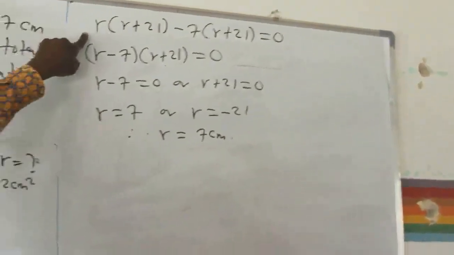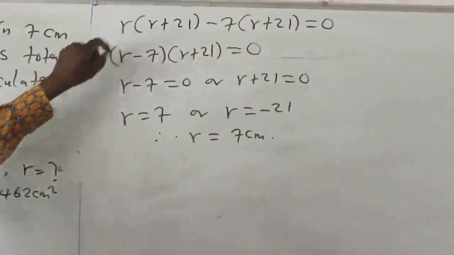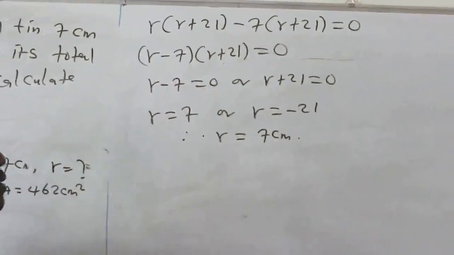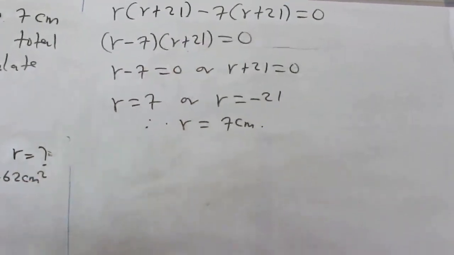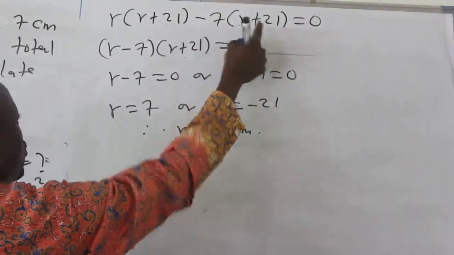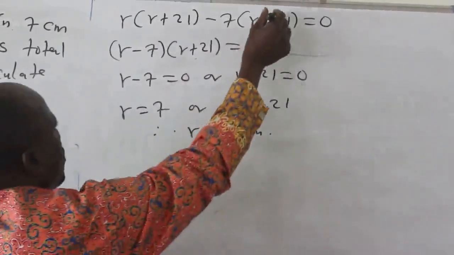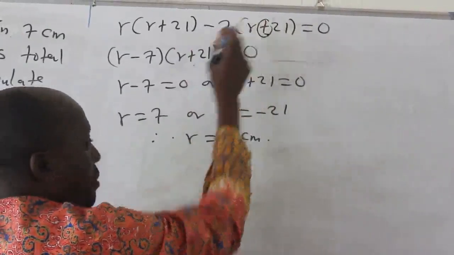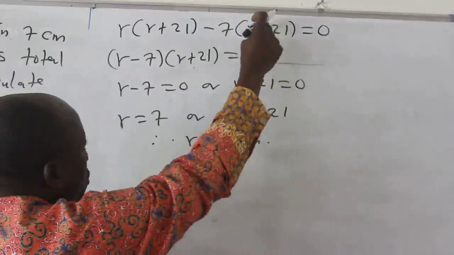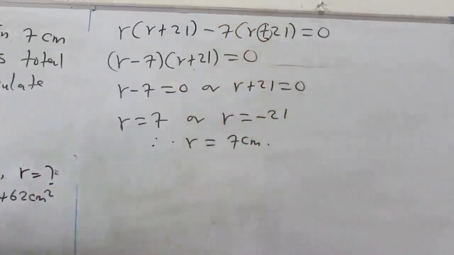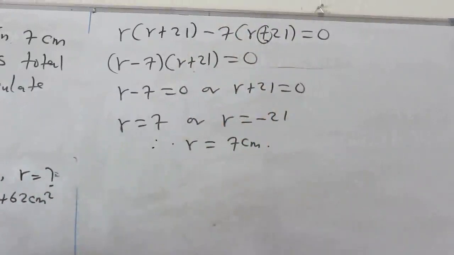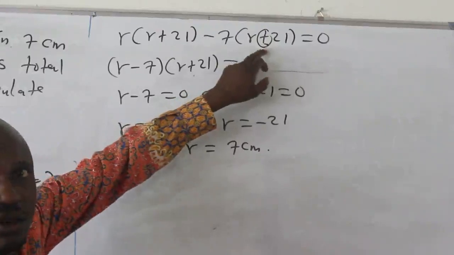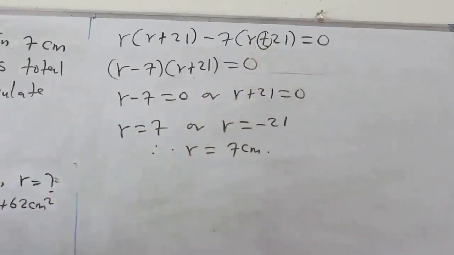Now we have r common, so we have r open bracket, r plus 21, close the bracket. Minus 7 is common, that is minus 7 into r plus 21. Take note of this: it has to be plus, because plus times minus is minus, so don't use minus here. And take note, if you are using the factorization method, in most cases the sign in the first bracket is the same as the sign in the second bracket, unless something is wrong with your work.